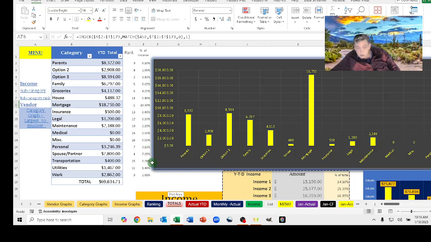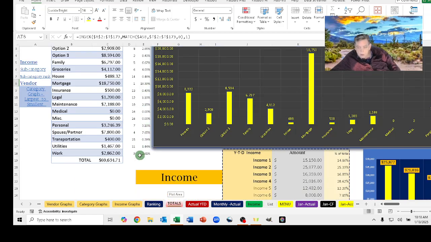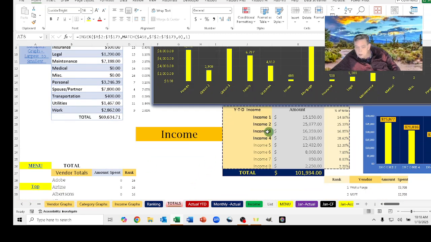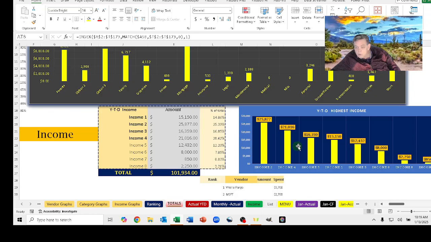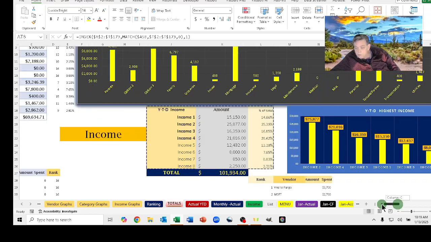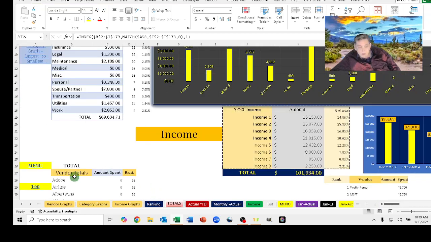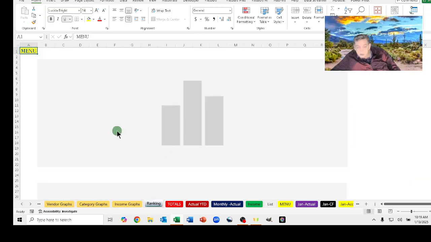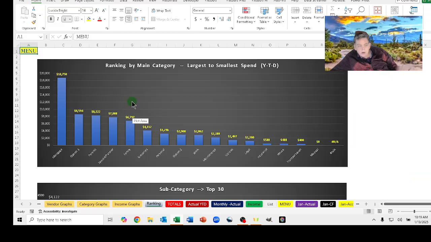This is a good thing to do down the road. And then here's your income totals. And then this graph over here is the one that shows highest to lowest, which income brought in the most capital. And then down here, these are just, again, computation pages for the graphs we're going to get to in a minute. This one here is just your rankings.